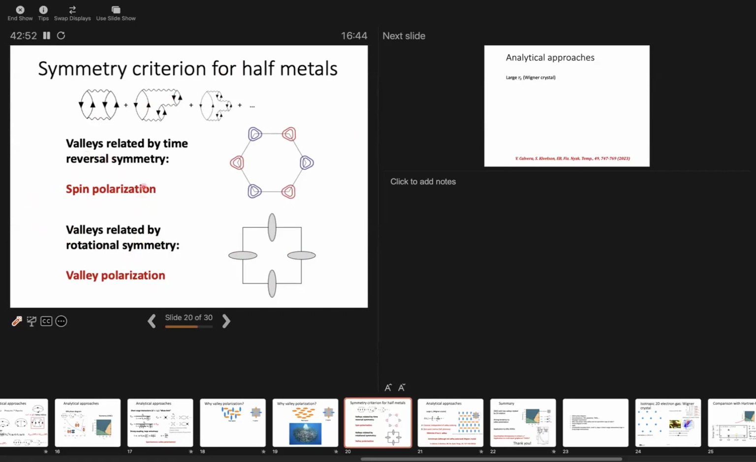The time reversal symmetry actually favors spin polarization, valley unpolarized, and rotational symmetry favors valley polarization, as we saw. Interestingly, in all these graphene systems, both twisted and untwisted, whenever there's a half metal, a state that favors two out of the four flavors, it's always spin polarized, valley unpolarized. In contrast to this, aluminum arsenide valley polarizes and doesn't spin polarize. So this is a possible explanation.